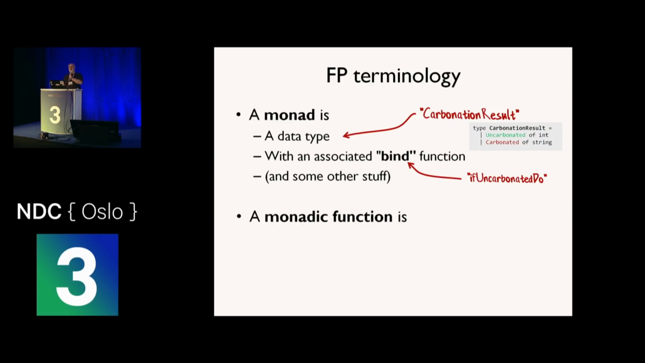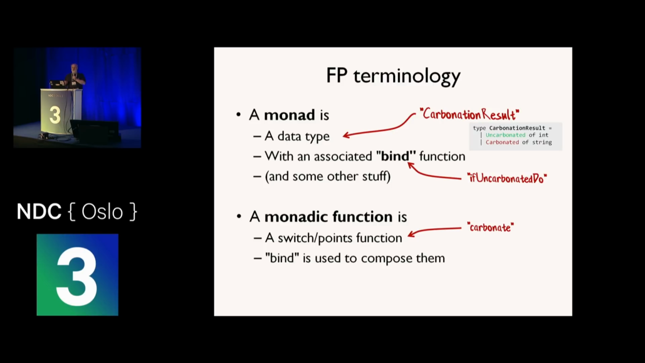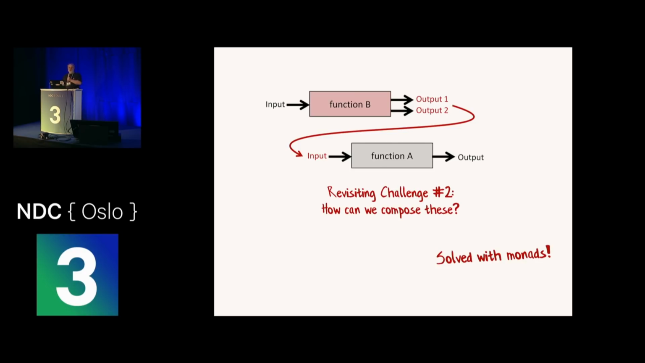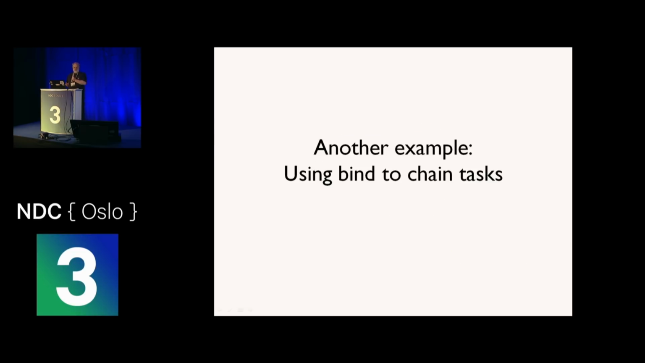And sometimes you'll hear the word monadic function, which is a switch or a points function, and then again you use bind to compose them. So there's the carbonate function like that. That was our monadic functions that we were working with. Okay, so that's all a monad is. It's unfortunately unfortunate terminology, but there you go, that's what we have. All right, so there's two outputs, one input, and that was our challenge number 2. How can we compose them? We compose them with monads.